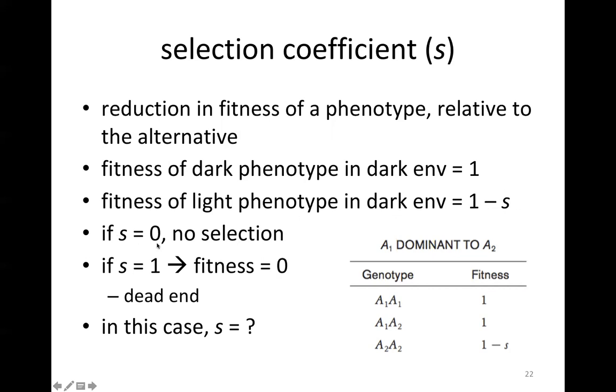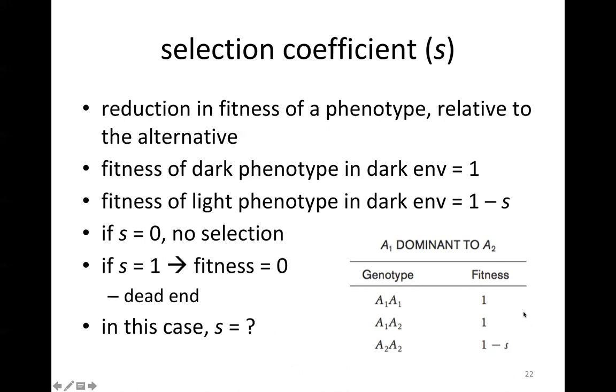And if selection coefficient was 0, then the two fitnesses would be the same. The allele would be neutral, the phenotype would be neutral. And if S were 1, then fitness of the light phenotype would have been 0, so it would be basically lethal or just not transmissible in this environment, like a dead end. But in this case, we need to calculate S.